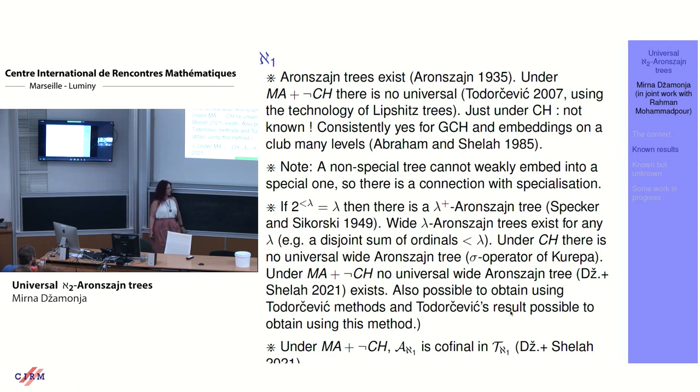Also, one of the results in our papers is that under MA plus not CH, the class of Aronszajn trees is cofinal in the class of wide Aronszajn trees. Every wide Aronszajn tree embeds into an Aronszajn tree, which complements nicely what Stevo had proved, that the class of Lipschitz trees is cofinal in the class of Aronszajn trees.